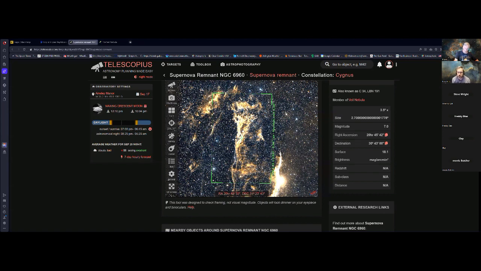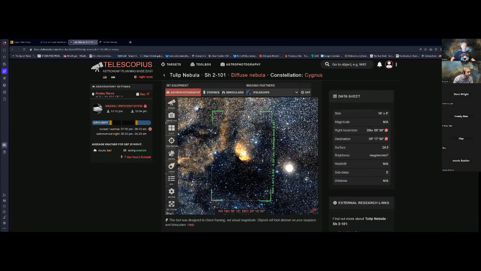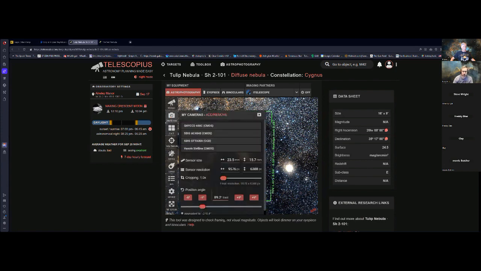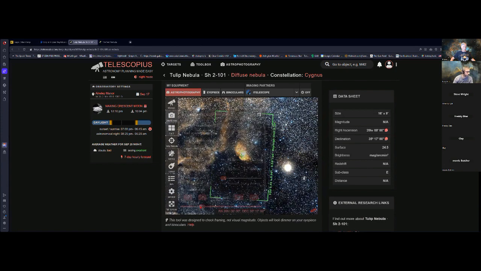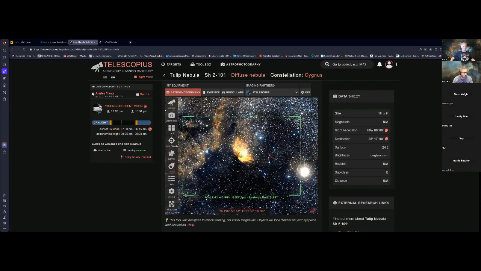So we got two so far: the 6888, the Crescent, and 6960, the Pickering's Triangle. The other one was the Tulip. I like the Tulip. I've got a head start on it myself. Let's see how much data I got on it. Yeah, that's the angle I've got on it right there.